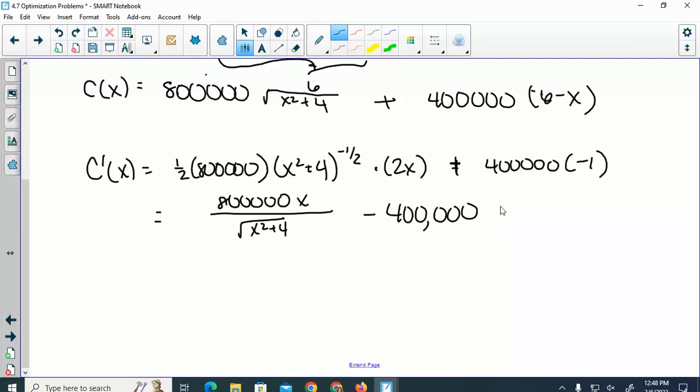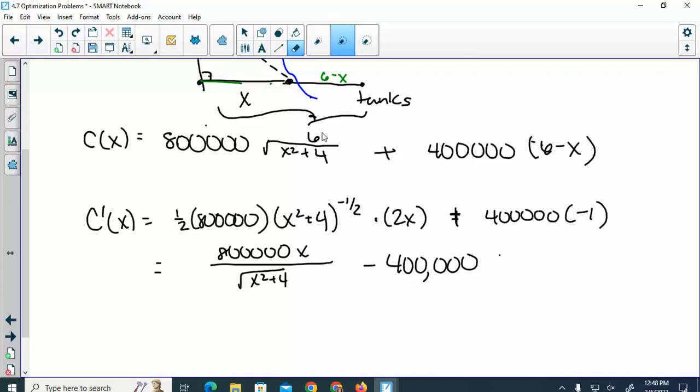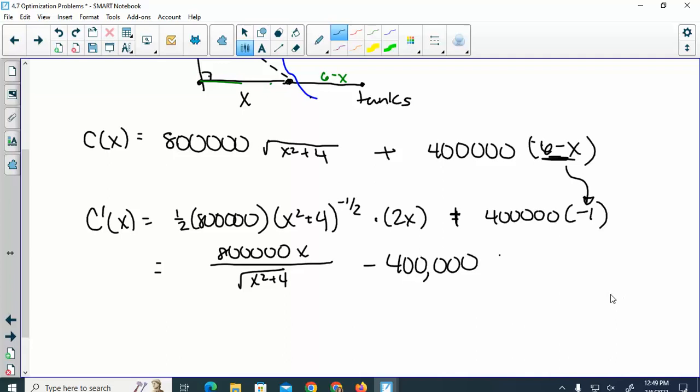Where did the 6 go? Oh, the 6 wasn't really part of my equation. I just got it too close to my picture. Are you talking about this 6 right here? No, I'm talking about like the 400,000. The derivative of 6 minus x is just negative 1 because the derivative of 6 is 0. So you don't do the product rule? You could, but since this doesn't have an x with it, it's zero. Not necessary, yeah.